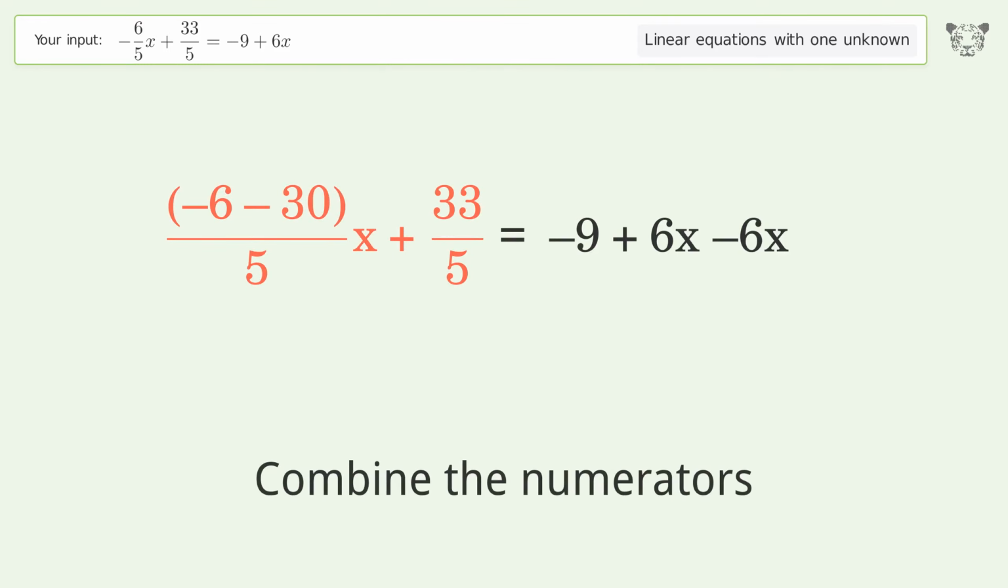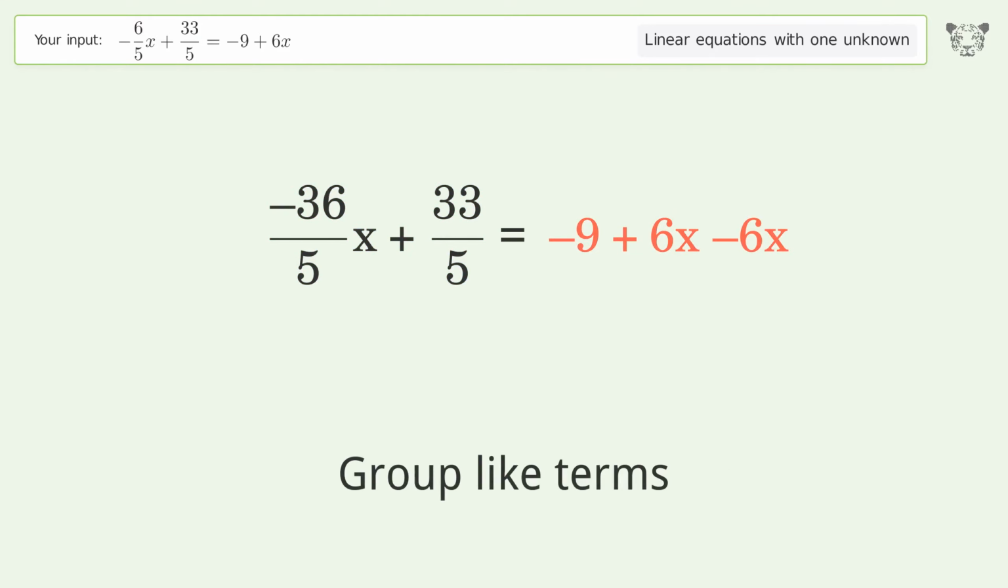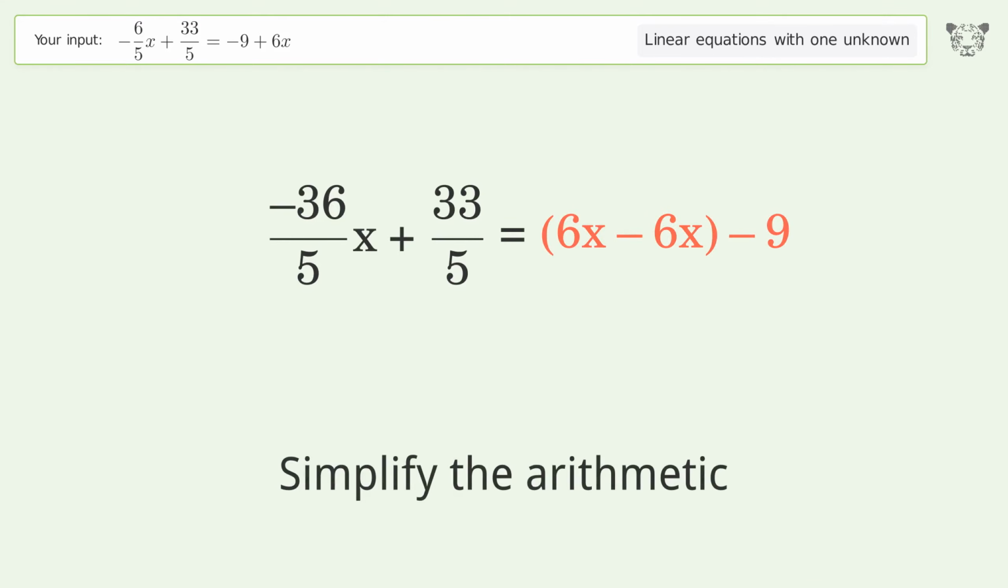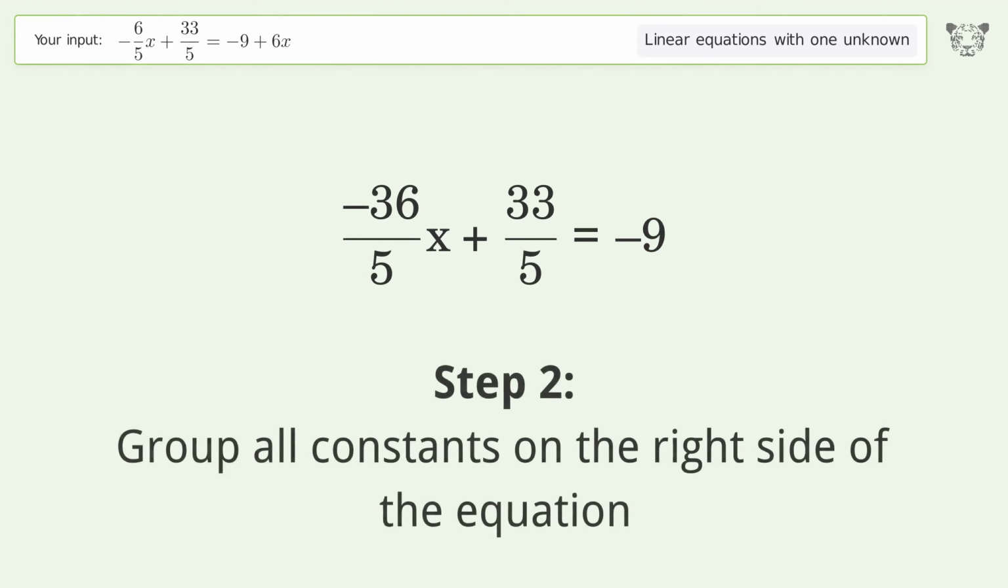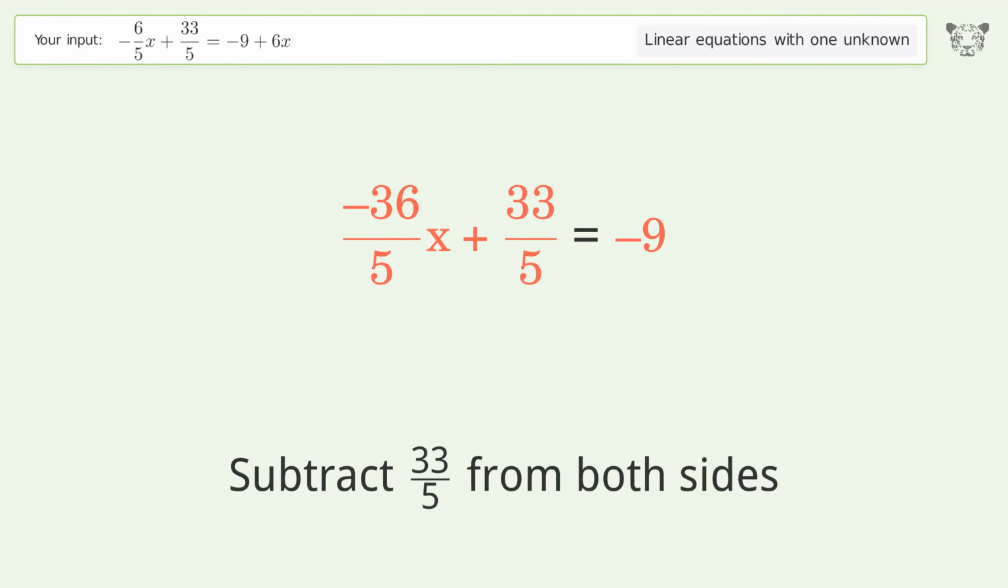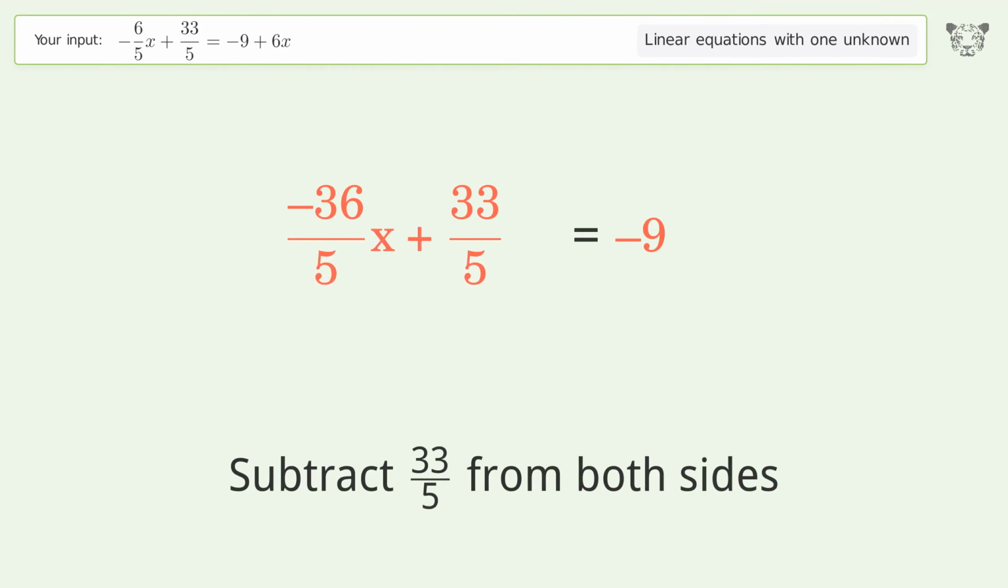Combine the numerators. Group like terms. Simplify the arithmetic. Group all constants on the right side of the equation. Subtract 33 over 5 from both sides.